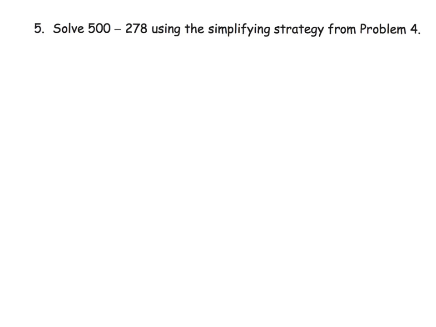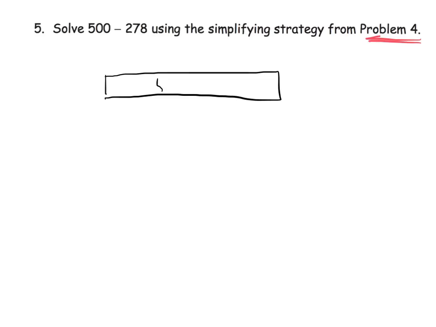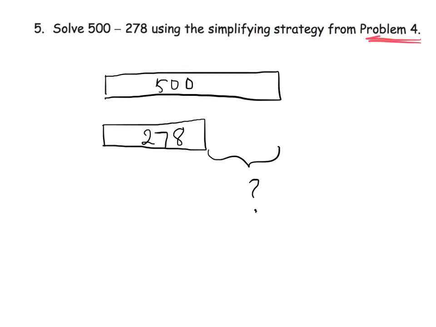And the last problem for this video says solve using that same strategy from problem 4. Now my video didn't show problem 4. I just skipped straight to problem 5, so I'm just going to show you how to solve problem 5, and it's the same technique as in problem 4. So the idea is we're going to think of the 500, and we're going to think of this as the 278, and here's my gap, so there's my answer.